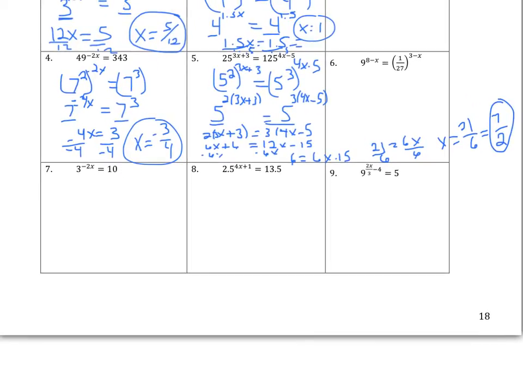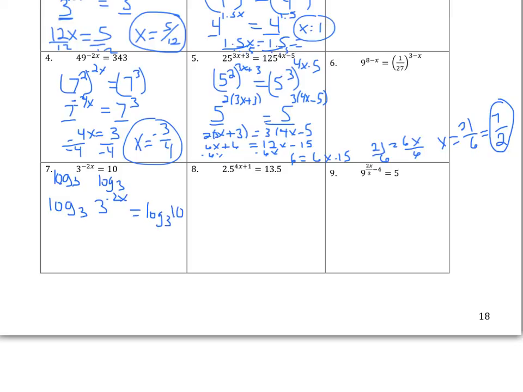example. And we have 3 to the negative 2x equals 10. And 3 and 10 don't really have the same base, so I can't really do anything with that as far as exponents. But what I can do is I can take a log base 3 of this side and a log base 3 of the other side. So I end up with a log base 3 of 3 to the negative 2x equals a log base 3 of 10. So I'm taking the log of both sides because it's the inverse of an exponent.